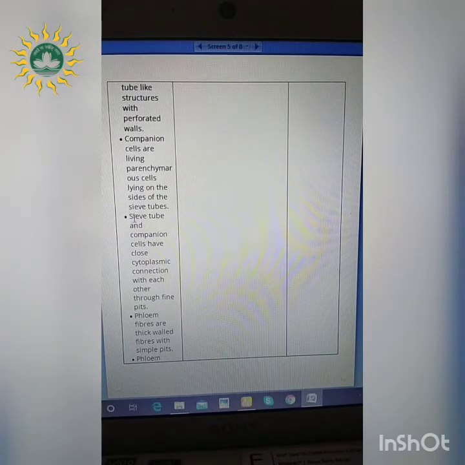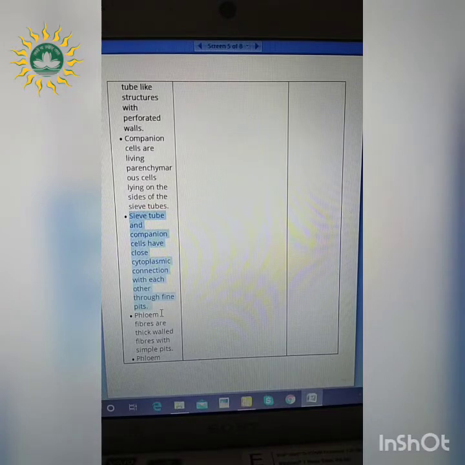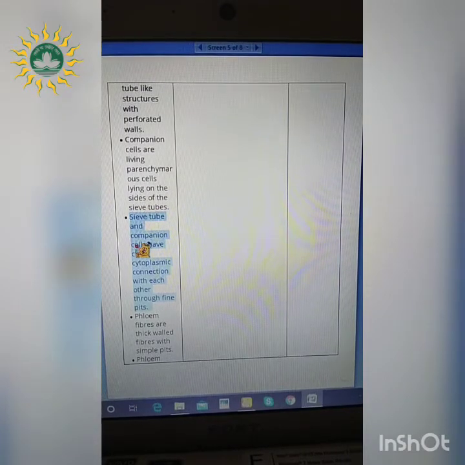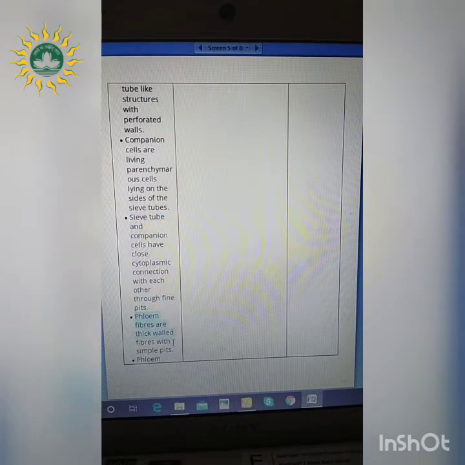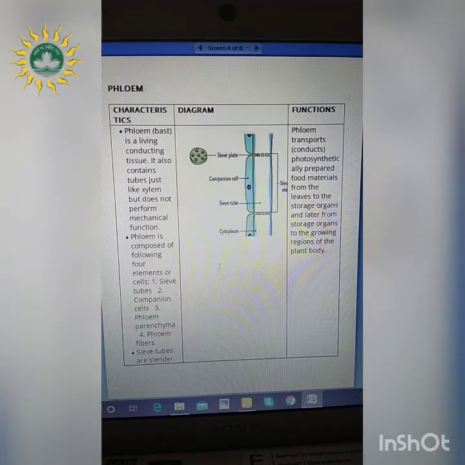Next, the sieve tube and the companion cells have close cytoplasmic connection with each other through fine pits. Pits means the pore-like structures which are present. So the sieve tubes and companion cells are in close association with each other. And the phloem fibers are thick-walled fibers with simple pits. That means simple pores are present.